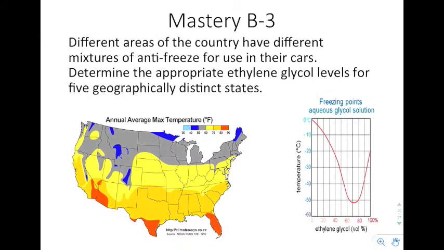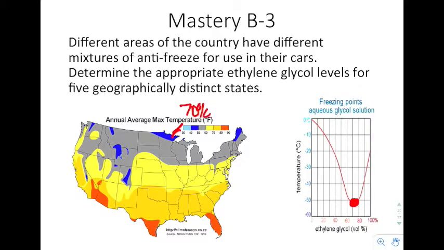Next, it says many different areas of the country have different mixtures of antifreeze for use in their cars. Determine the appropriate ethylene glycol levels for the 5 geographically distinct states. So the first thing that you want to realize is this is the average annual temperature. So if you were to look at this, right here is going to have to be the point in which you have your blue regions. These dark blue regions are going to have to be represented by this 70% ethylene glycol mixture. So you'd say that's about 70%.